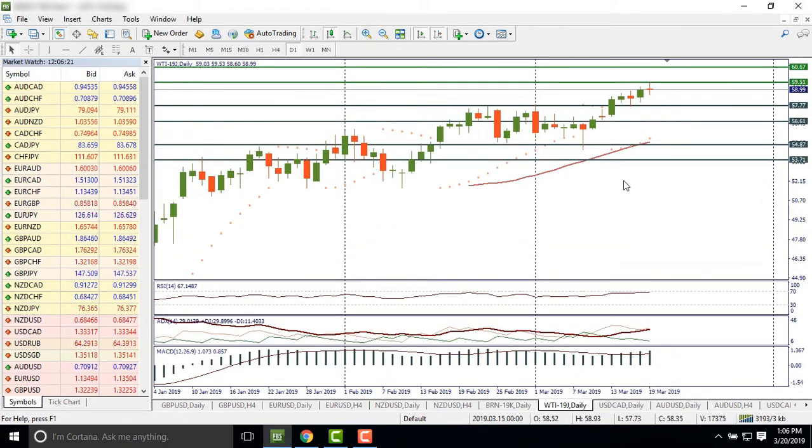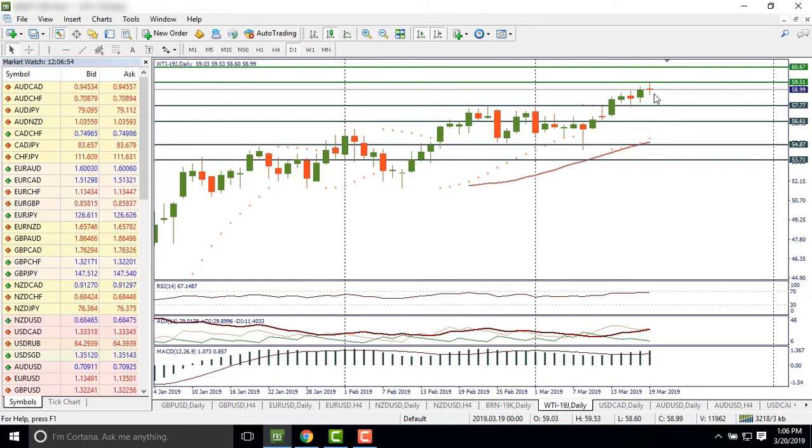Now let's look at the key levels for WTI. As we can see, it has already tested the resistance at 59.51, but failed to stick higher and moved down to the support at 57.77.